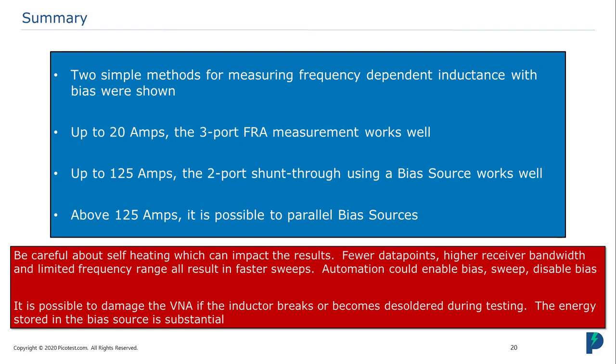A few warnings. One is be careful about self-heating. Self-heating can impact the results because while you think you're measuring at room temperature, the inductor can get quite hot. So you might want to use fewer data points, higher receiver bandwidth measurements, or even automation to enable the power supply, do a single frequency measurement, and then disable the power supply and then repeat that so that you have a cooling off period in between them.